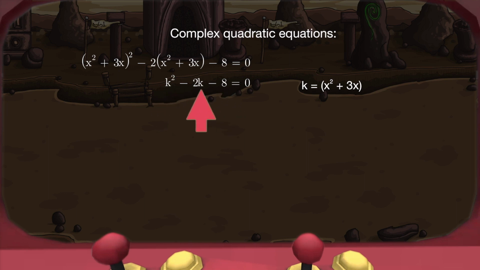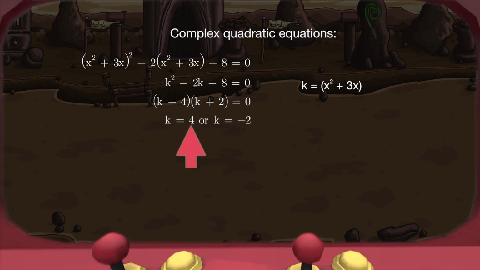So this is a quadratic trinomial, which we are going to factorize. And we end up with k minus 4 and k plus 2, which is equal to 0. Now this is a zero product rule, and therefore we know that this bracket is 0 when k is equal to 4, and this bracket is equal to 0 when k is equal to minus 2. Now we at least have values for k.